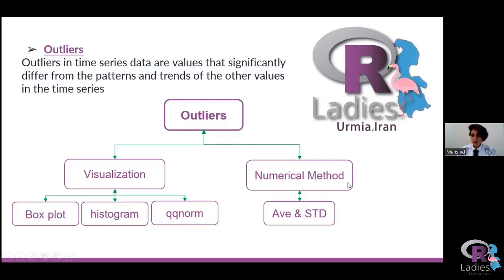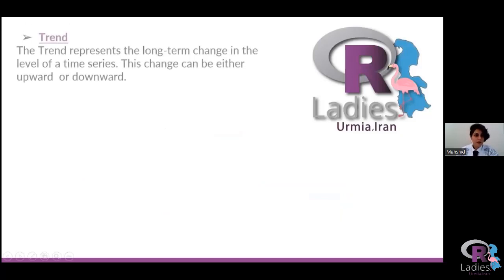If we want to use the numerical method for finding the outliers, we have to calculate the average and standard deviation. And please note that all of the methods will be explained in detail after finishing the slides. We will go through R and explain them in detail. They are just an introduction.